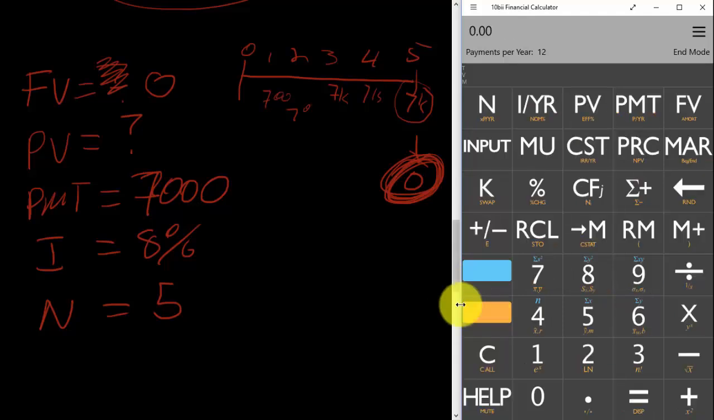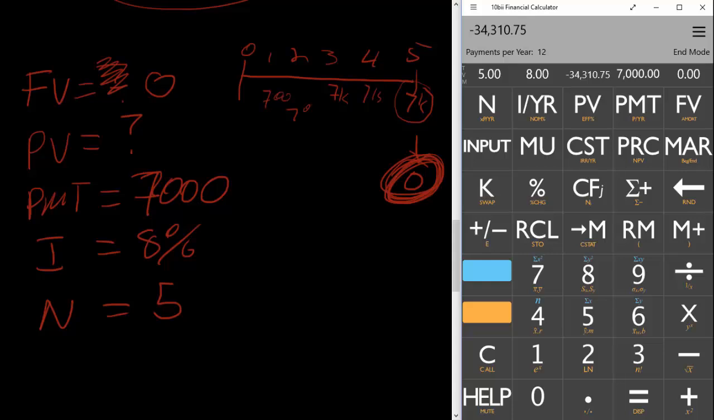Okay? So let's just go ahead and plug these guys in. We're going to clear all to get started, and then let's do 0 future value. My present value is the one I'm looking for, so I put nothing in there. And this time, I have a payment. This payment on the annuity is going to be $7,000, and it's positive because it's coming back to me. So I put the $7,000 into my PMT. Again, I don't know what my present value is, that's what I'm calculating, but my interest is 8%, so I'll put that in there, and my N is 5, so I'll put 5 years in here, and now that all my other buttons are filled, I solve for present value.